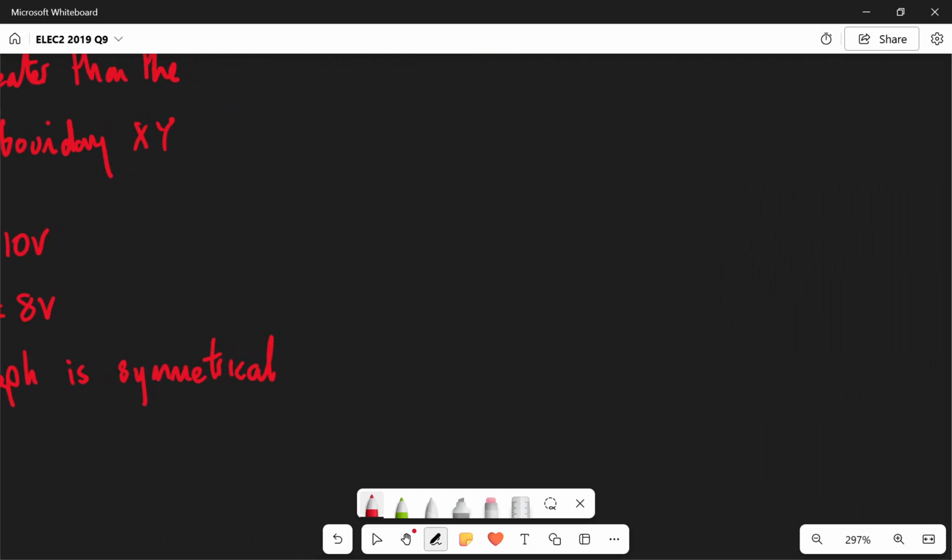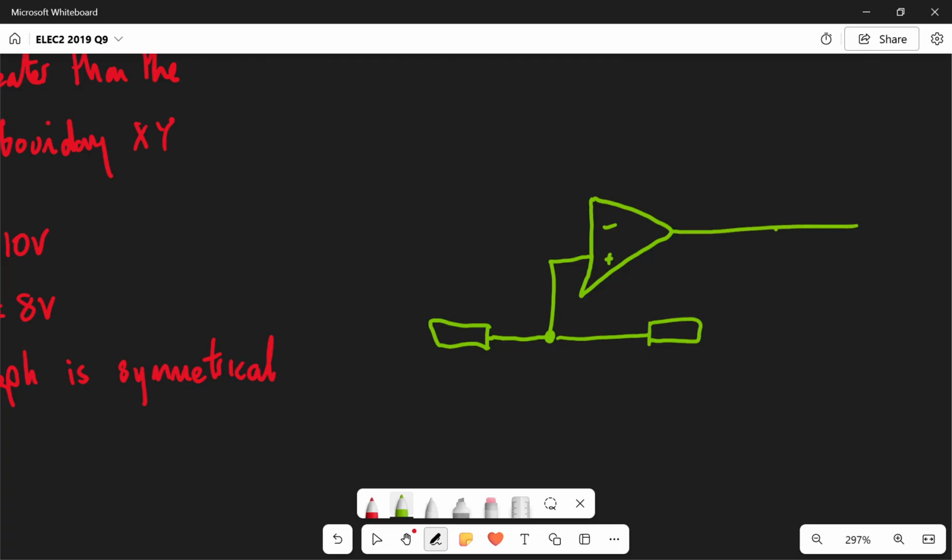Okay, so we need to be able to draw this. So we've got our op-amp, and we're going to put in our plus and our minus values. Hopefully you remember with Schmitt triggers, we're going to have two resistors, one on the right hand side of the connection to the non-inverting input and one on the left hand side. The output is going to be connected to that right hand resistor.